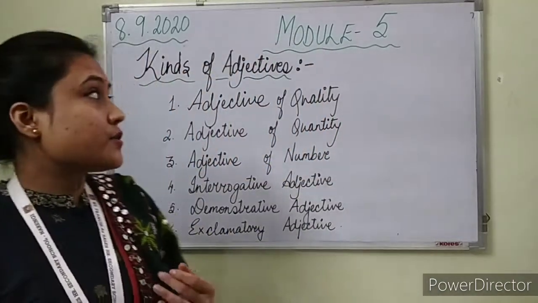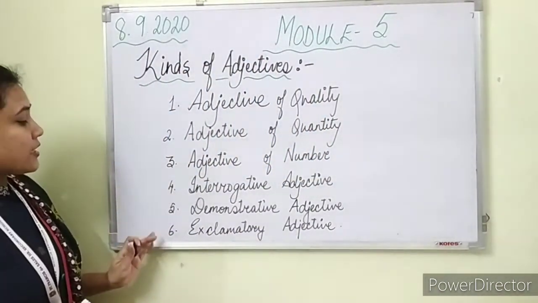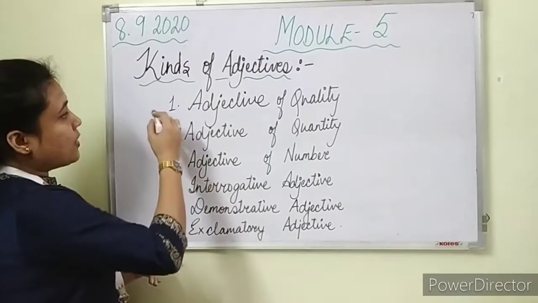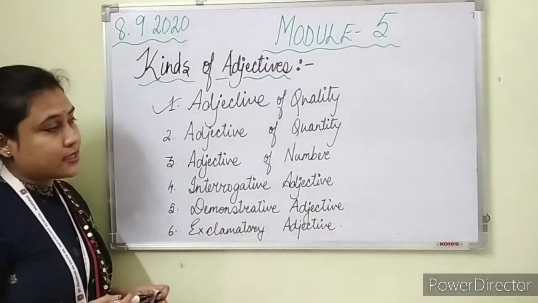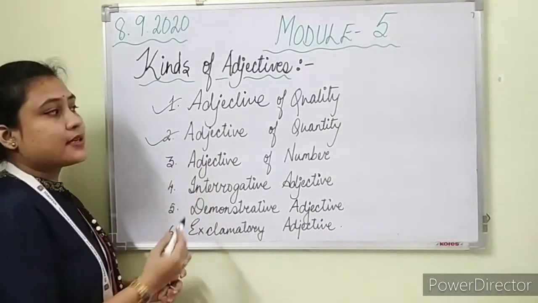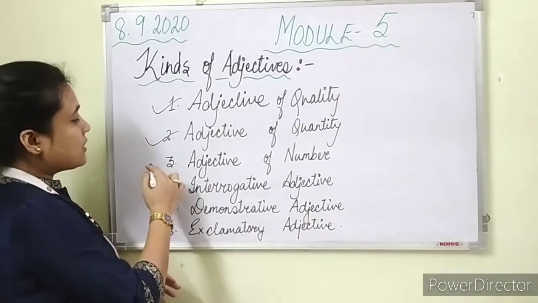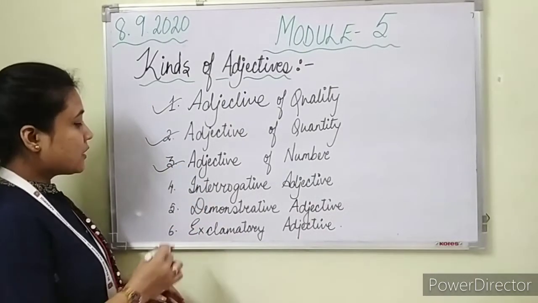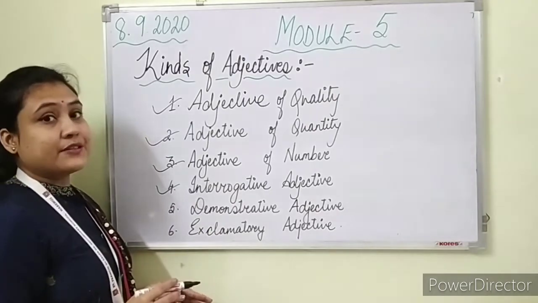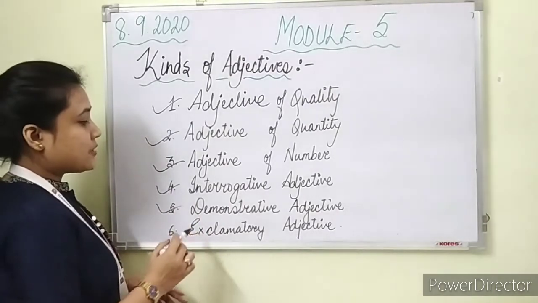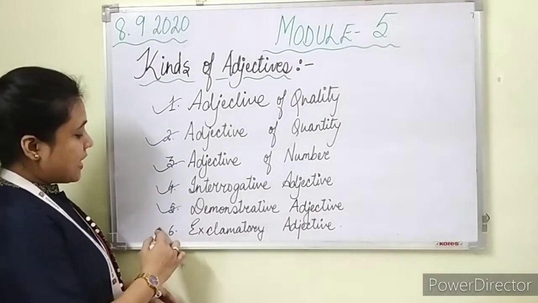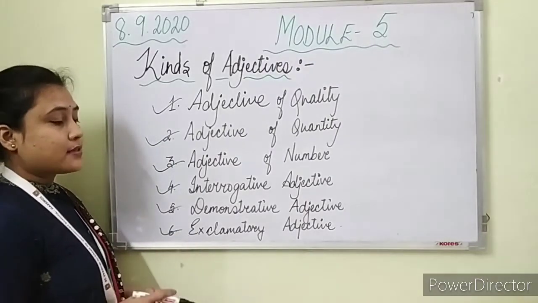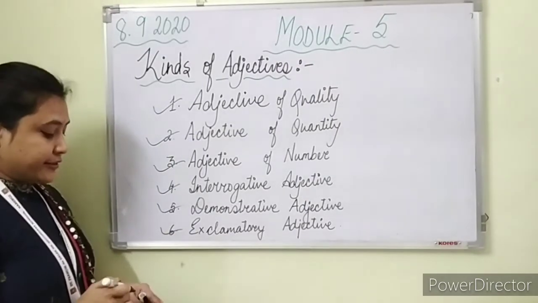So my dear students, there are 6 kinds of adjectives. The first one is adjective of quality. The second is adjective of quantity. Third is adjective of number. Fourth is interrogative adjective. Fifth is demonstrative adjective. And the sixth one is exclamatory adjective.